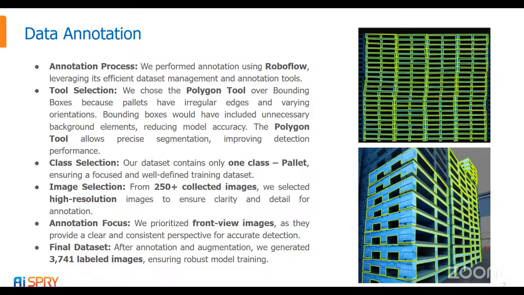Bounding boxes would have included unnecessary background elements, reducing model accuracy. The polygon tool allows precise segmentation and improves the detection performance. And we have only one class, which is nothing but the pallet. After annotation, we move towards augmentation to increase our data set.